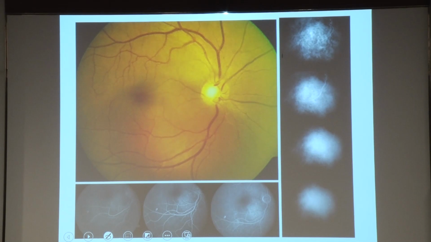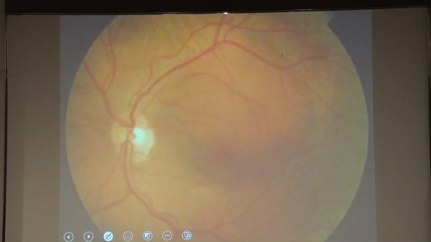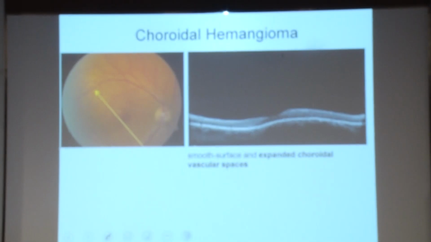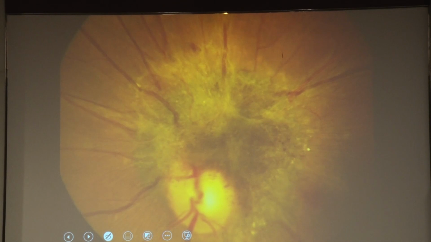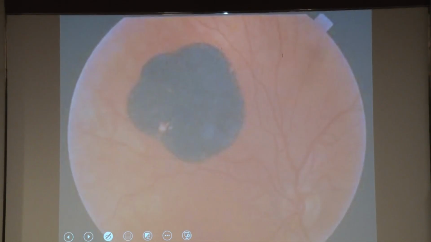Otherwise, orange colored unilateral unifocal lesions generally tend to be choroidal hemangiomas. All these were choroidal hemangiomas. I'm skipping because I don't have much time. All black is not bad, sometimes black can be reasonably okay. This was a patient with a blackish lesion, which is nothing but a congenital hamartoma, combined hamartoma of the RPE.